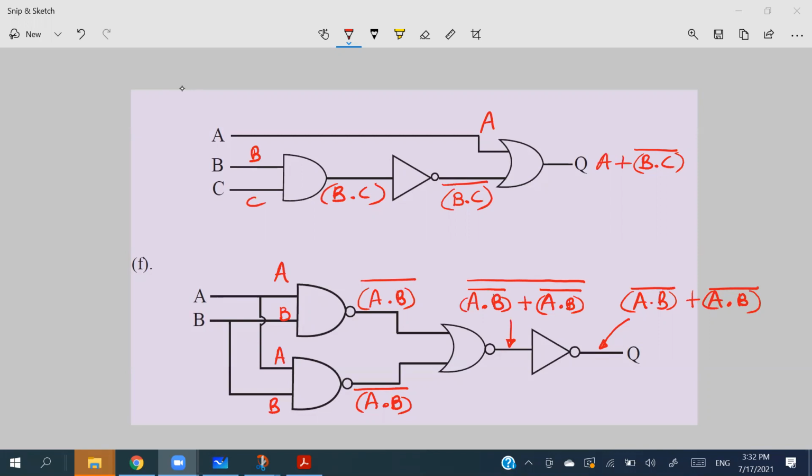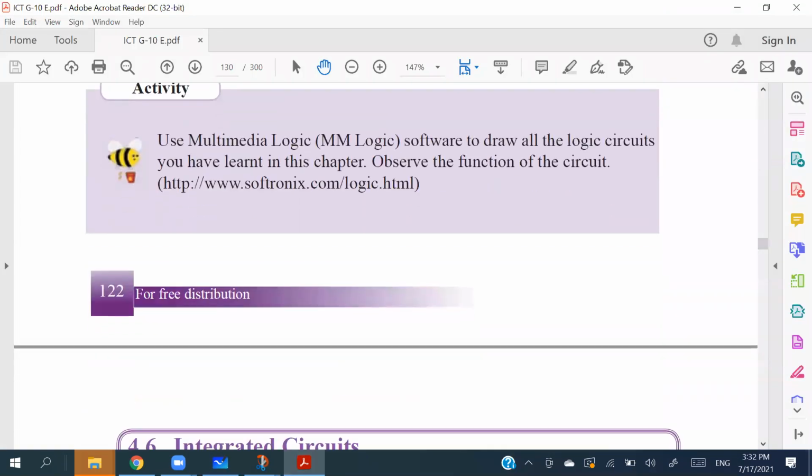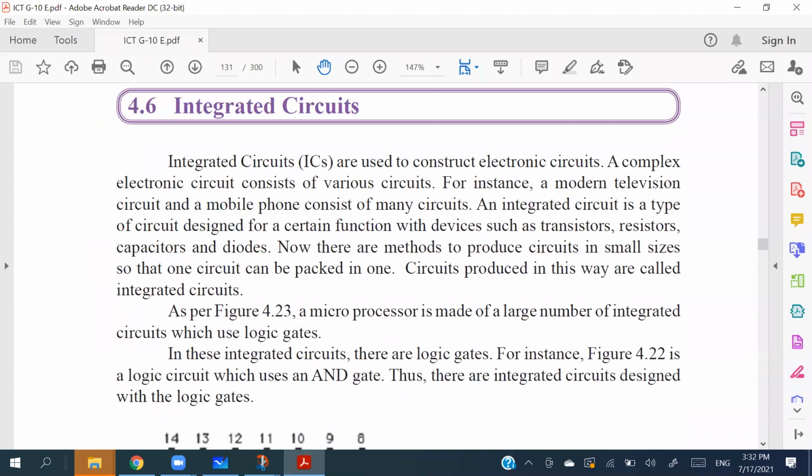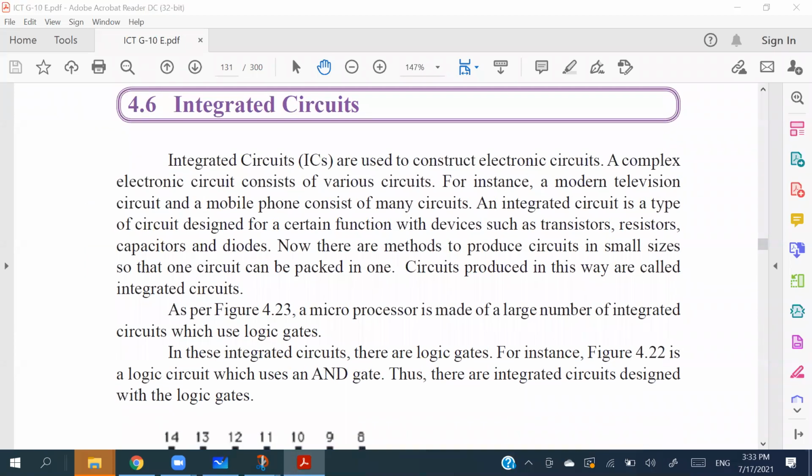All right, so let's move to the lesson. So the next topic is about integrated circuits.